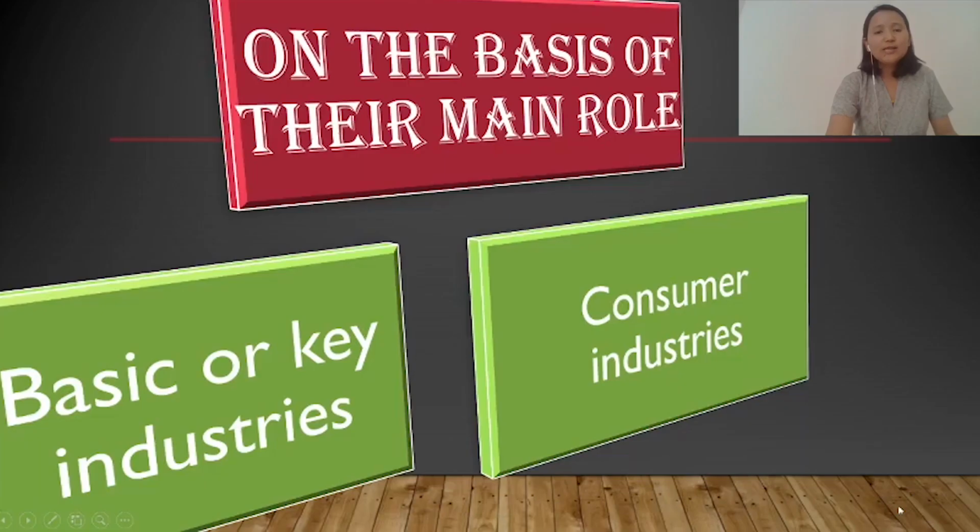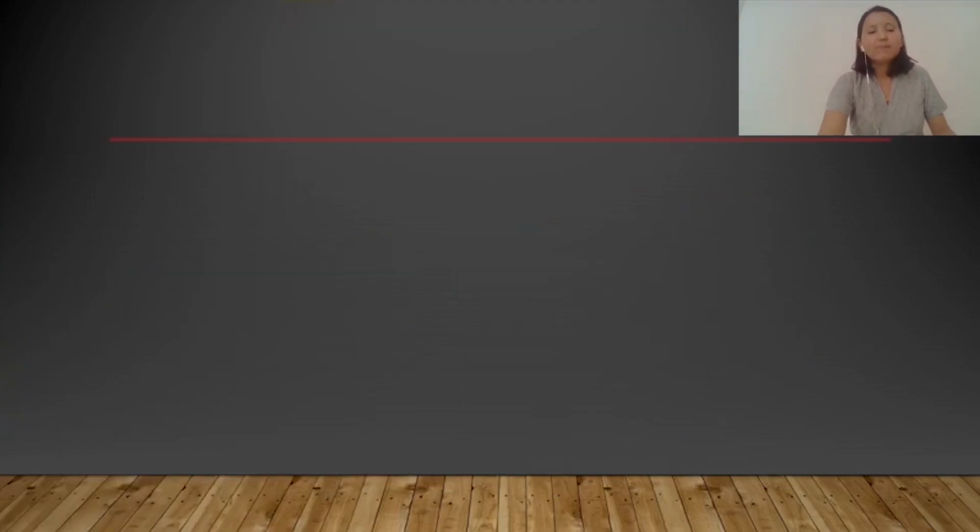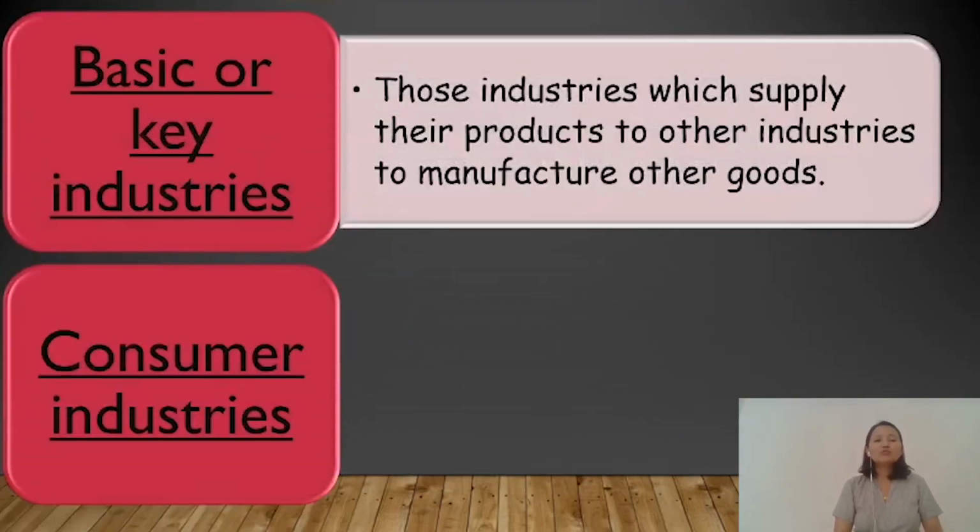Okay, coming to the next one, that is on the basis of their main role. Industry is further classified into two: basic industry and consumer industry. Basic industries are those industries which produce their own product, and this product is supplied to other industries.